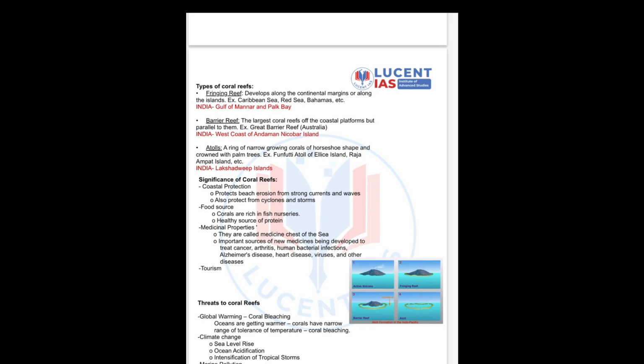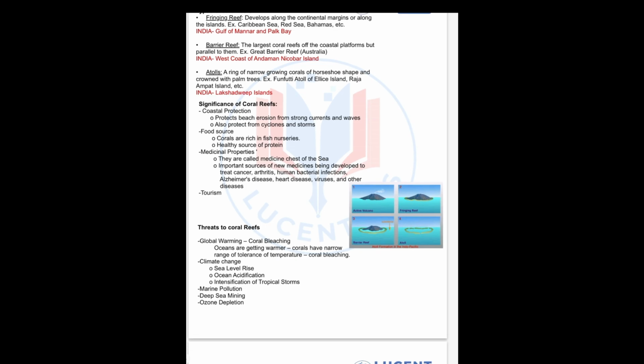Atoll. Ring of narrow growing corals or horseshoe shape. Example, Funafuti Atoll of Ellice Islands, Raja Ampat Islands, etc. And in India, it is the Lakshadweep Islands. Clear? Then significance of coral reef. What are the significance? One is the coastal protection, source of food, medicinal properties like treatment of cancer, arthritis, Alzheimer's, etc. And lastly, the tourism. Okay.